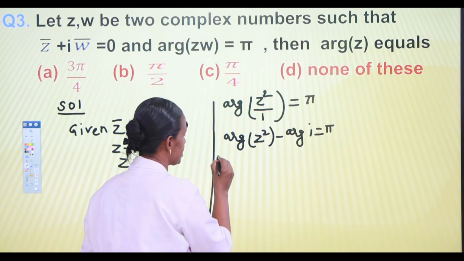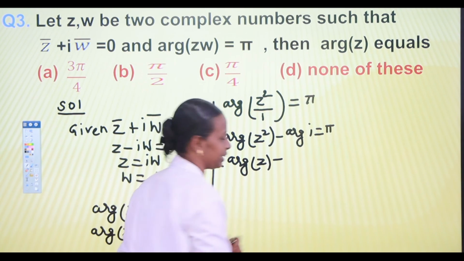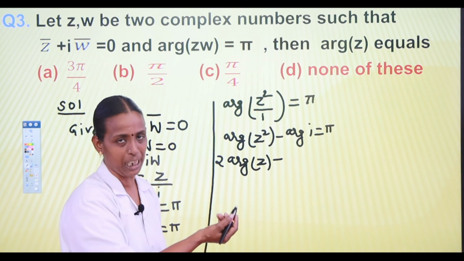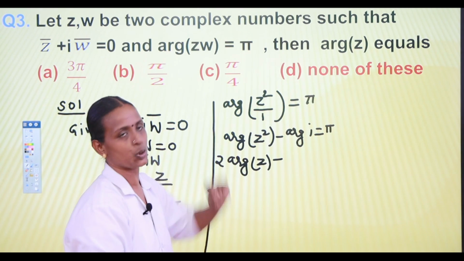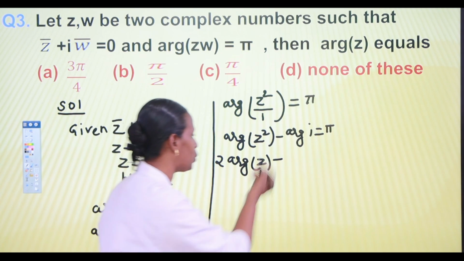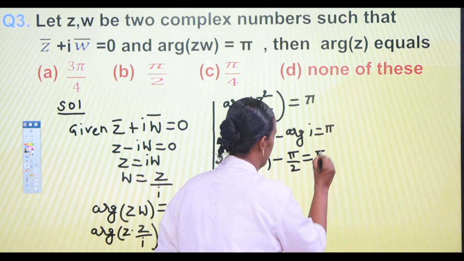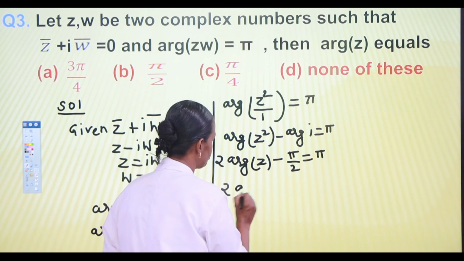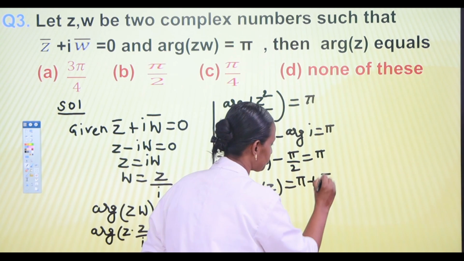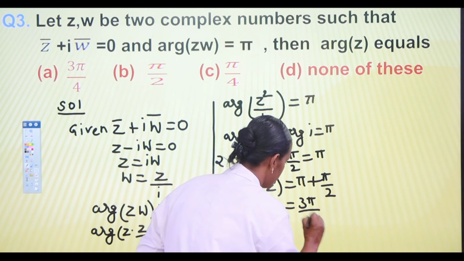So, this can be written as 2 into argument of z. Argument of i is nothing but pi by 2. Why? Because tan theta equals imaginary part divided by real part. Imaginary part is 1, real part is 0, 1 by 0 is infinity. So, theta is nothing but pi by 2. So, the value of argument of i is pi by 2, equal to pi. So, 2 into argument of z equal to pi plus pi by 2, which is nothing but 3 pi by 2, that is your value.